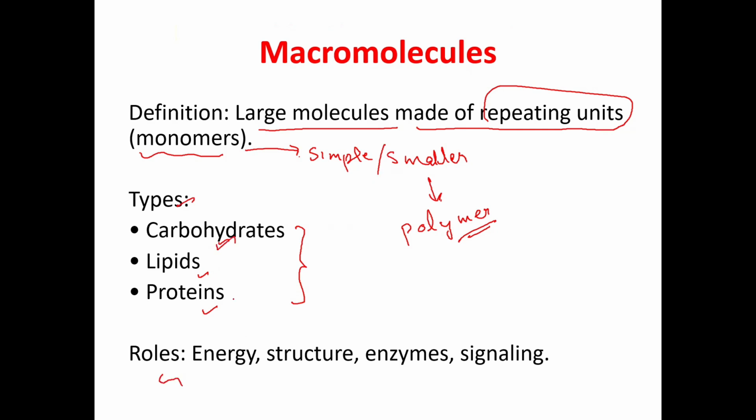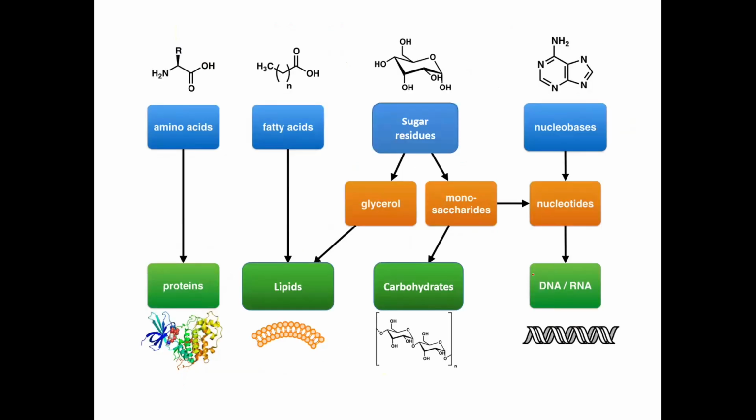Role. What are their roles? They store energy, provide energy, and help in structure, maintenance, enzymes, and signaling. Look, the chain of monomer units are the polymers. When monomers join and connect, they form a polymer, and these polymer molecules come under the category of macromolecules, macrobiomolecules.